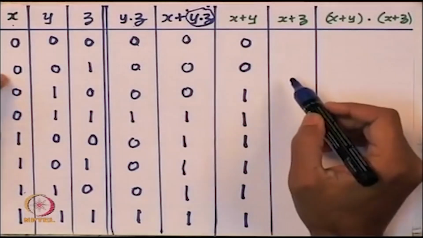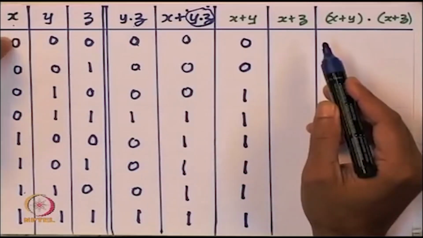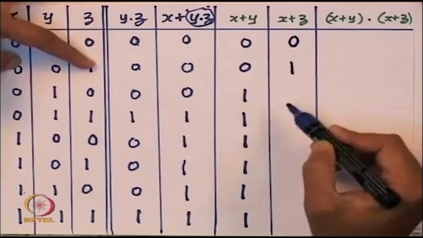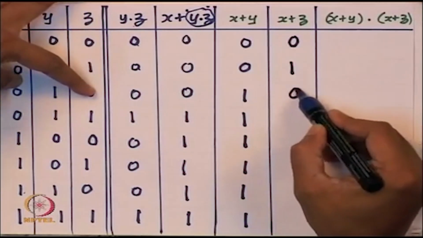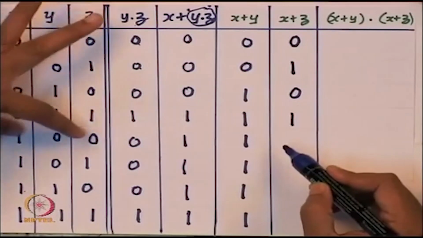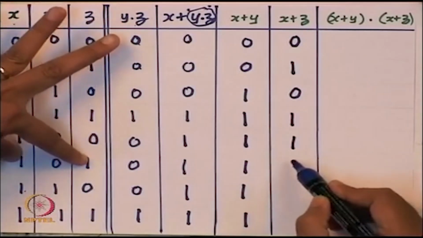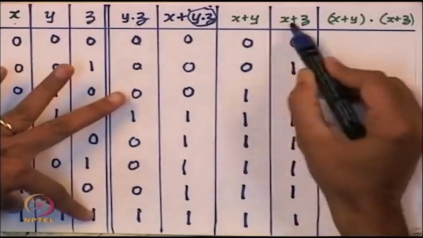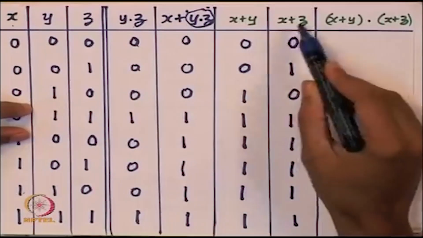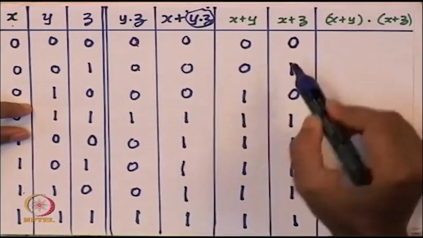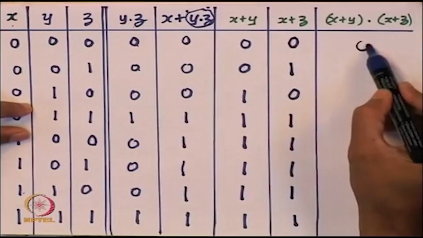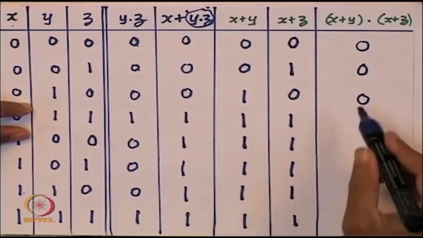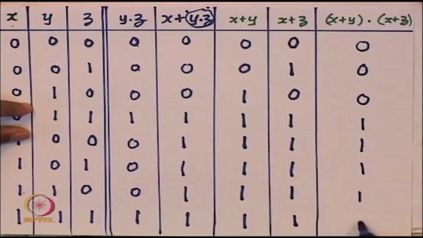Let us look at the second term here, x plus z or x or z. So 0 or 0, that is a 0, 0 or 1, that is a 1, 0 or 0, that is a 0, 0 or 1, that is a 1, 1 or 0 is a 1, 1 or 1 is a 1, 1 or 0 is a 1, 1 or 1 is a 1. Now I will take these two terms which are the terms that we have in the RHS, and I am going to put a logical AND operation in between. 0 and 0 is 0, 0 and 1 is 0, 1 and 0 is 0, the rest are all 1 and 1, so we will have 1s everywhere.